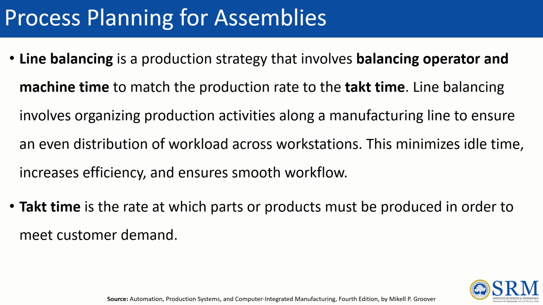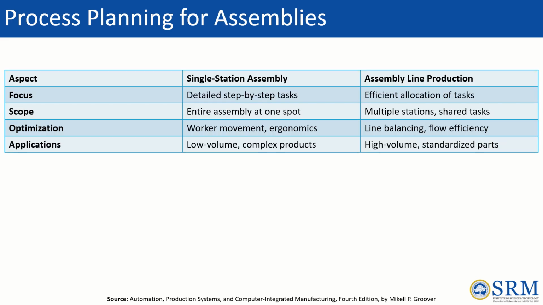Coming to line balancing and takt time. Line balancing is the process of evenly distributing work among the workstations to minimize bottlenecks and improve efficiency. An important concept here is the takt time, which is nothing but the rate at which the products must be produced to satisfy the customer demand. Proper line balancing ensures that production matches takt time and prevents delays or excessive idle time.